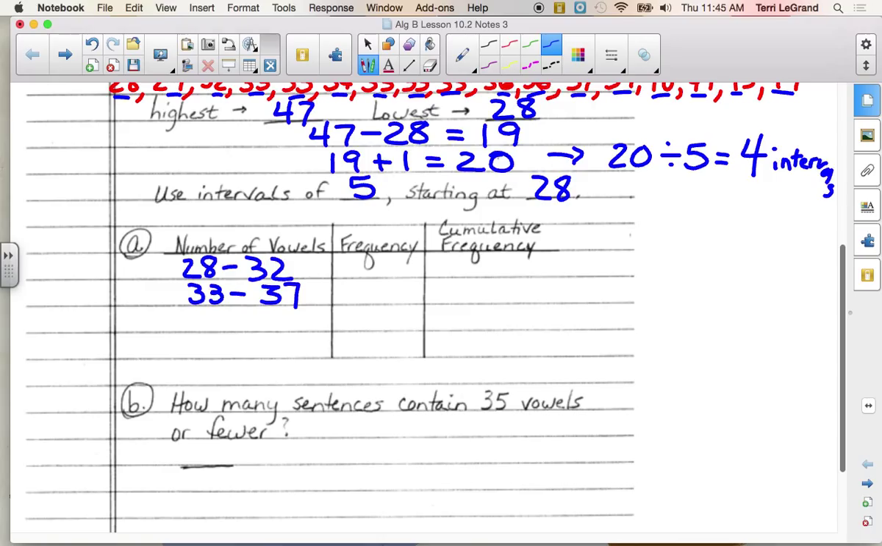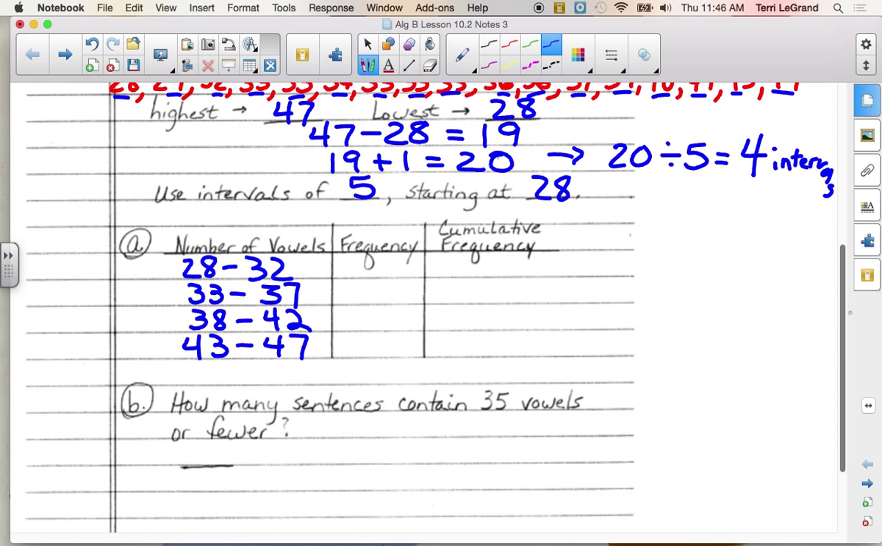Then the next one is going to start at 38 and go through 42. My table was wrong. And the next one will start at 43 and go through 47. That's where the table stops, and the highest one is 47, so we're all right. Okay, so now we can do our frequencies.